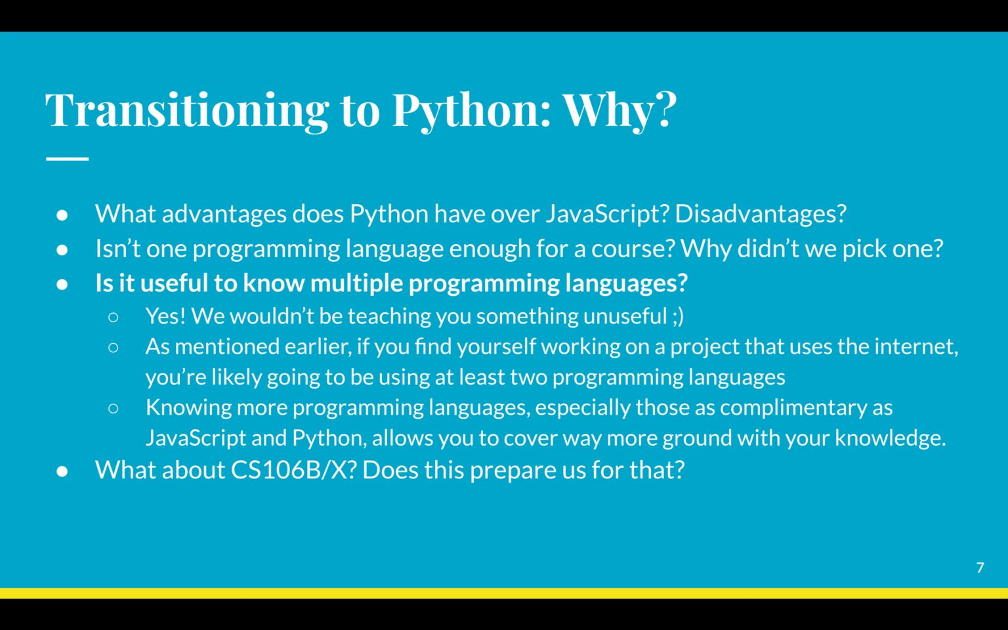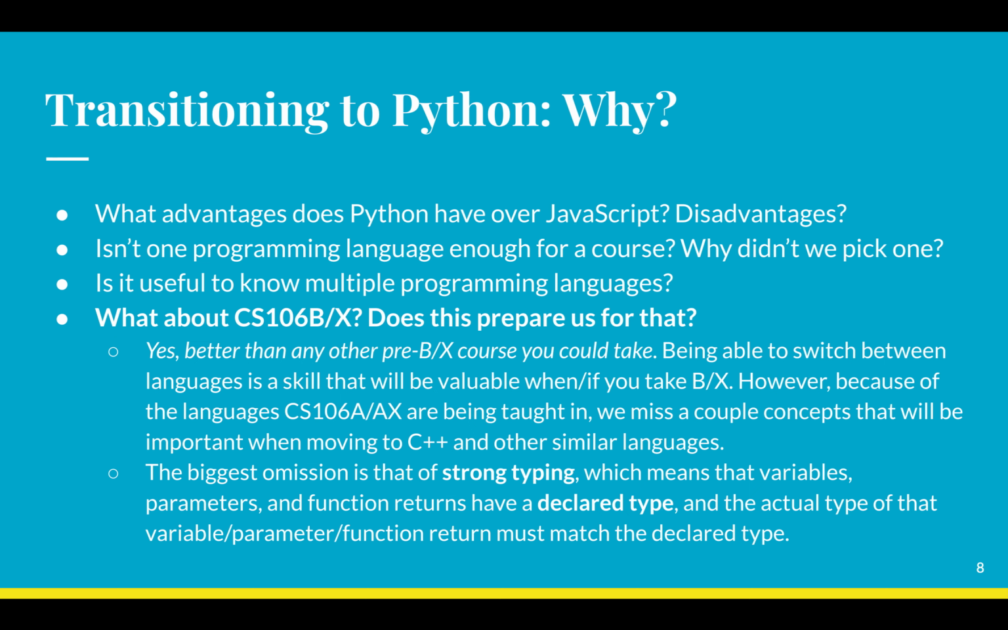Now, should I even bother learning multiple programming languages? The answer is yes, they have different use cases, and Python and JavaScript are pretty complementary. So you cover a lot more ground with your knowledge and you gain more coding maturity. If you're wondering, if I'm learning two programming languages, am I going to be prepared for 106B or X or future CS classes? The answer is yes, you will definitely still be prepared. As a matter of fact, the regular 106A offering is using only Python, so you're certainly not going to be missing out.